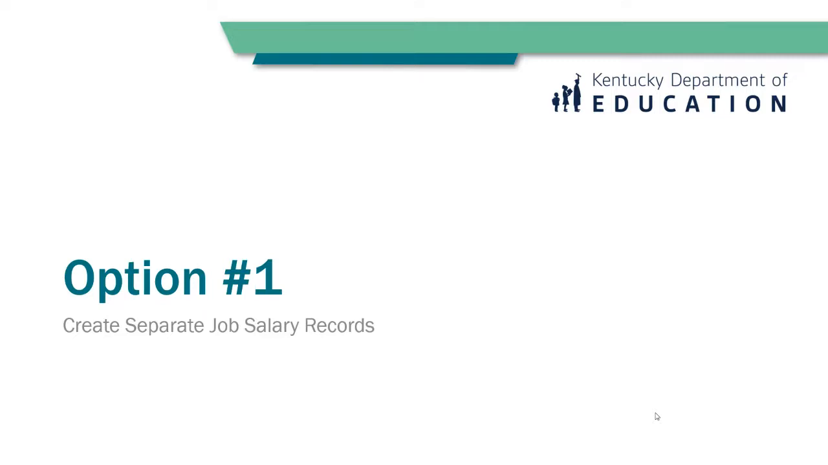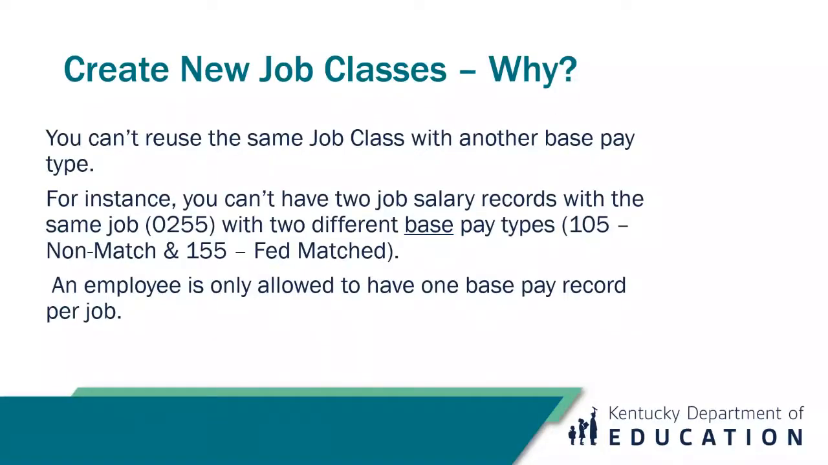This can get confusing and a little ugly, so hopefully I don't fumble too much as I go through it. But if you're not aware, you cannot reuse the same job class with another base pay. So for instance, in all the examples I'm going to use, you can't have the same job, we're using job 0255, with 2 different base pay types. An example is 105 and 155, which is the non-match and federal match pay. Munis says you can only have 1 job base pay for a job, which really does make sense. So we have to create a second job salary record if you want to continue to use pay types.